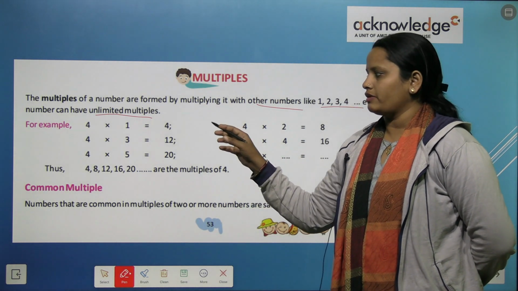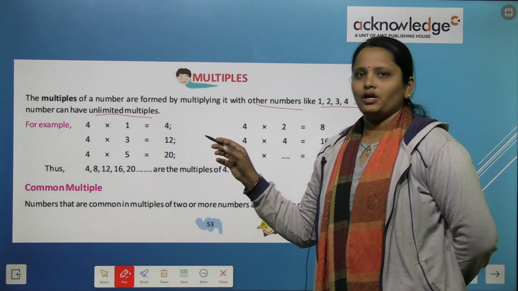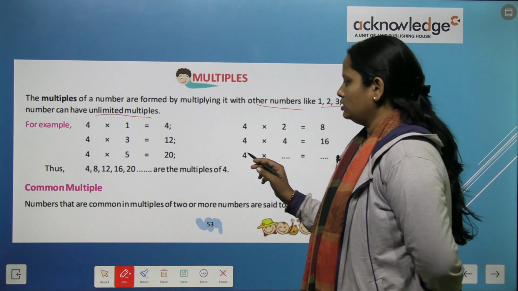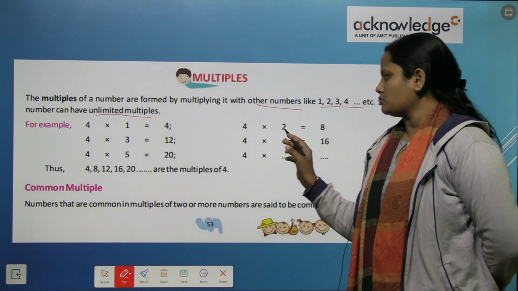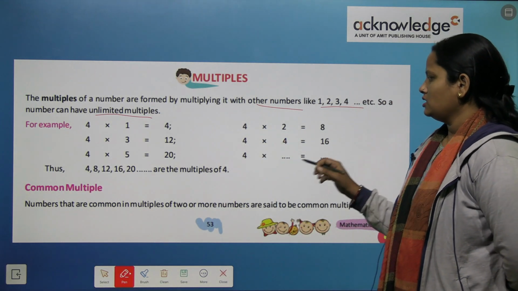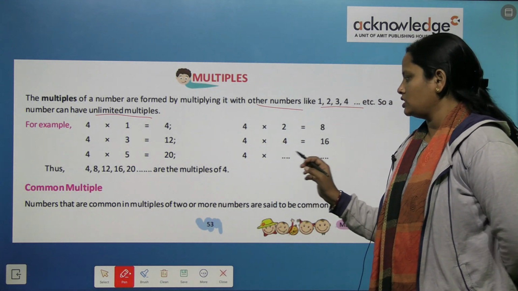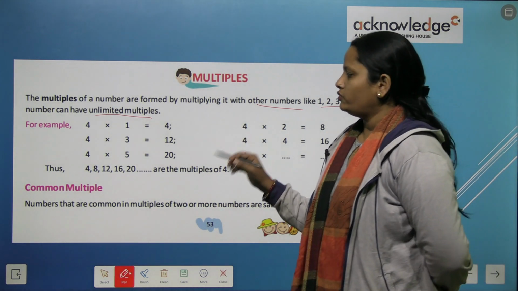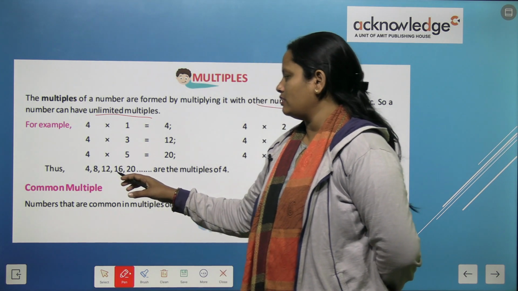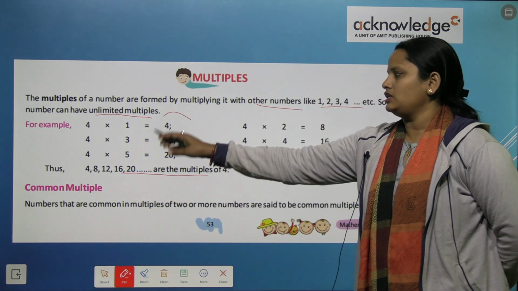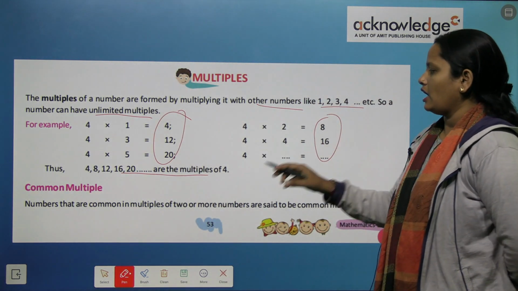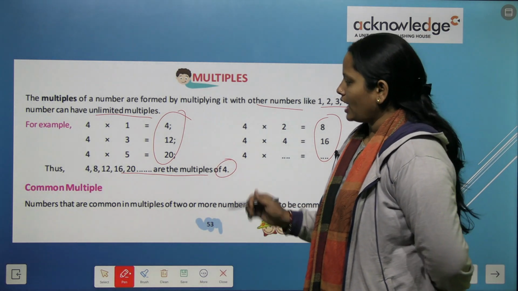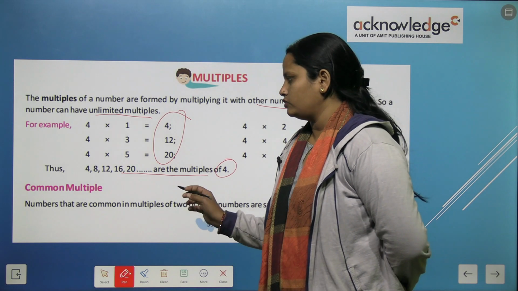For example, 4 multiply 1 is equal to 4. 4 multiply 3 is equal to 12. 4 multiply 5 is equal to 20. 4 multiply 2 is equal to 8. 4 multiply 4 is equal to 16. 4 multiply and so on. So here 4, 8, 12, 16, 20. These all are the multiples of 4. ये 4 की table में आते हैं. That's why they are the multiples of 4.